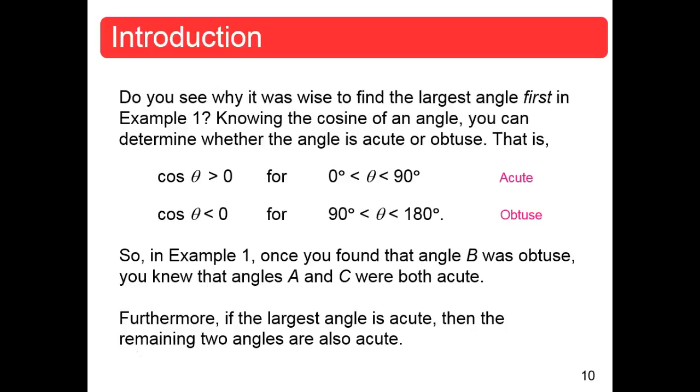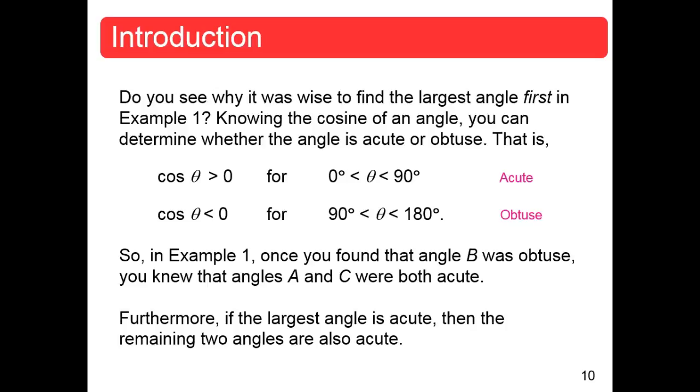Okay. Now it says, do you see why it was wise to find the largest angle first in example 1? Knowing the cosine of an angle, you can determine whether the angle is acute or obtuse. A sine you can't necessarily, because it's going to be the same. A cosine, if it's positive, it's going to be acute. Negative, it's going to be obtuse. So that told you it was going to be obtuse.